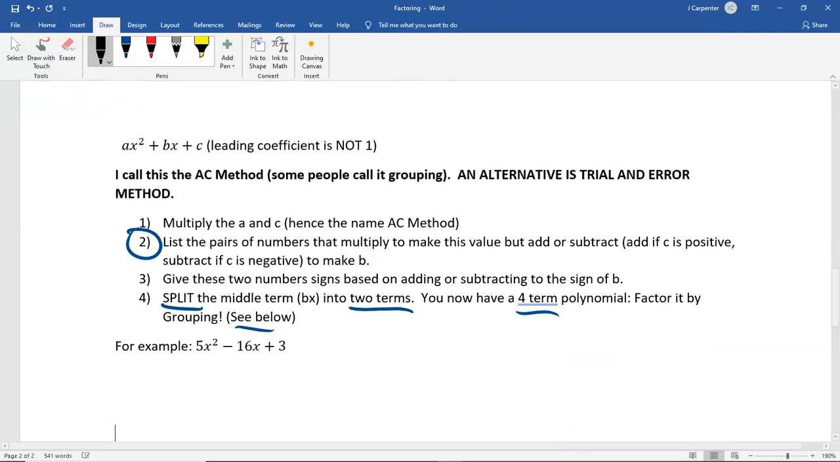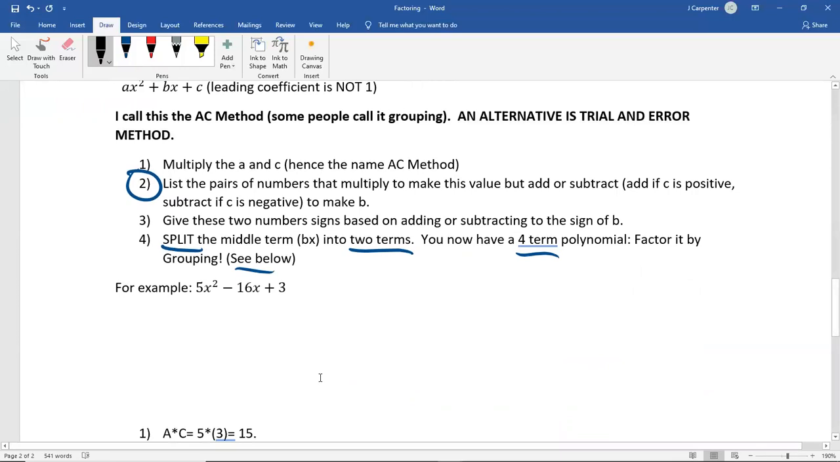So let's try out this example, 5x squared minus 16x plus 3. I am taking way too much time to do this, unfortunately. That's okay. So I'm going to do the AC method. We take the 5 times the 3. I even like to spell it out. So AC equals 5 times 3. If there was a -5 and a -3, I'd include their signs. 5 times 3 is positive 15.